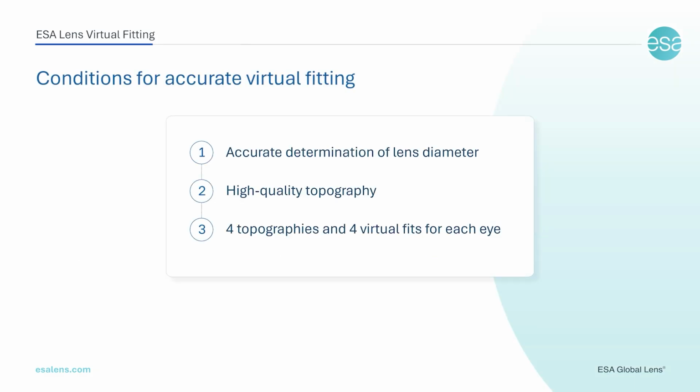To ensure that virtual fitting based on corneal topography is as accurate as possible, 3 essential conditions must be met. 1. Accurate determination of lens diameter. 2. High-quality topography. And 3. 4 topographies and corresponding virtual fits for each eye. We already discussed diameter evaluation in parts 2 and 3.